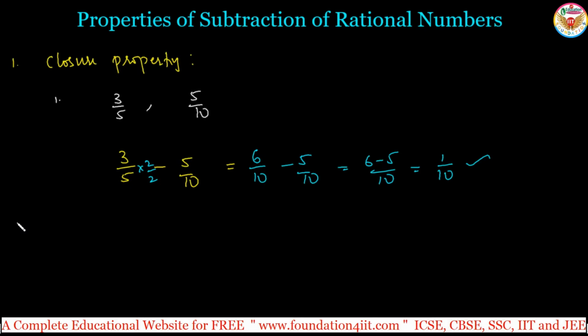But when you come to the commutative property and the associative property, that does not exist here. See the reason.